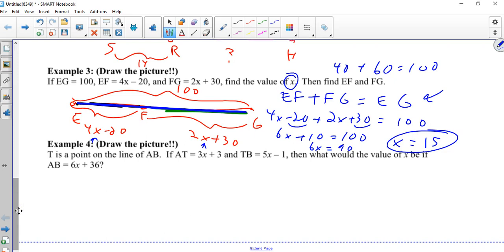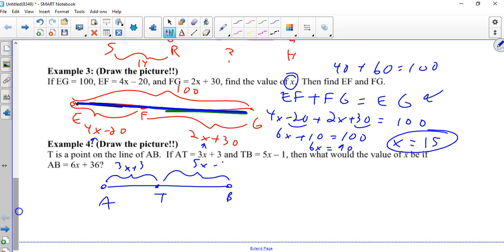Example 4. T is a point on line AB. Okay? So I know the line segment is AB, and T is somewhere on it. If AT is 3x plus 3, and TB is 5x minus 1, and the entire AB is 6x plus 36, what's the value of x?